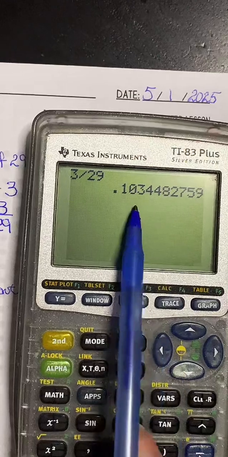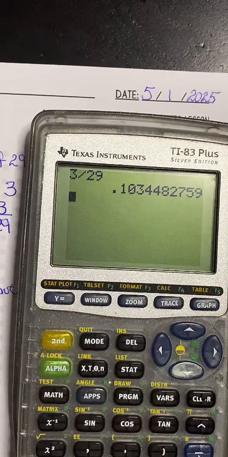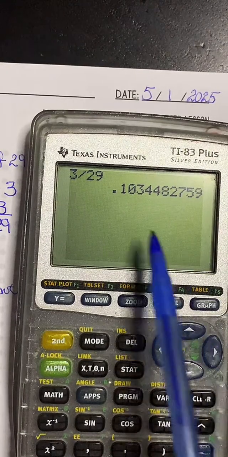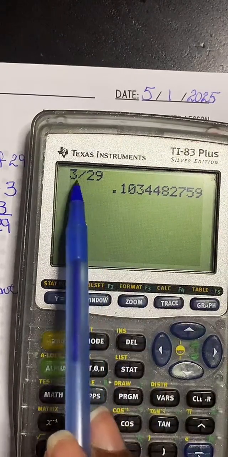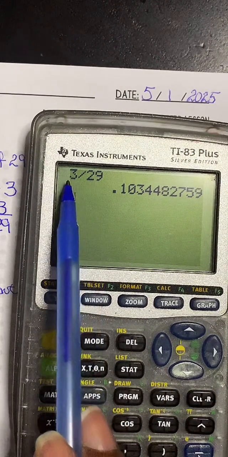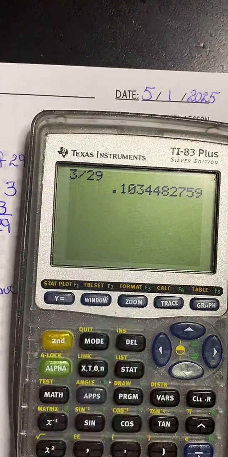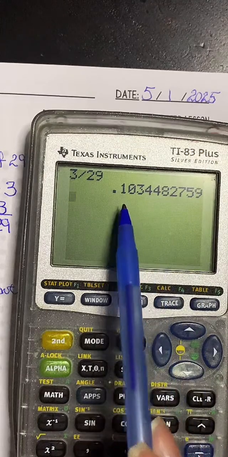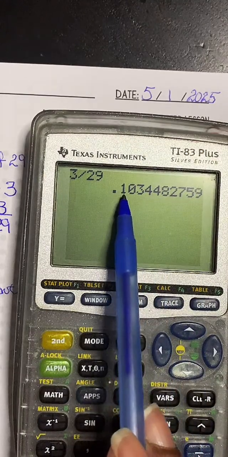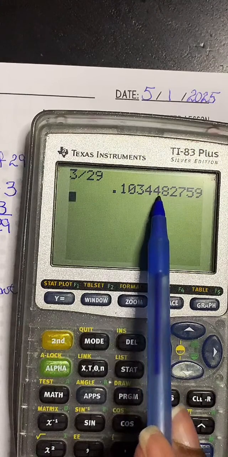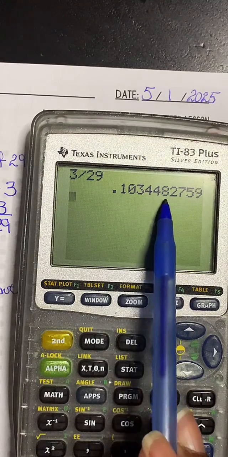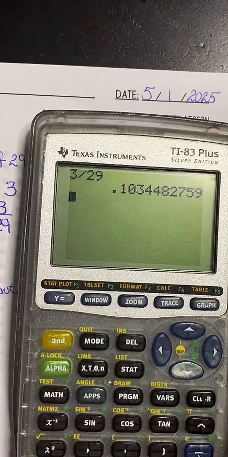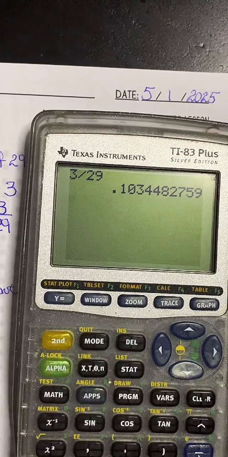But they want us to take it to a percent. Okay? They want to take it to a percent. So now, because I can't just simplify 3 and 29, they're both prime numbers. So I can't get anything out of it. But if I did long division, I will definitely have a decimal. And then I have 10344. And there's an 8.